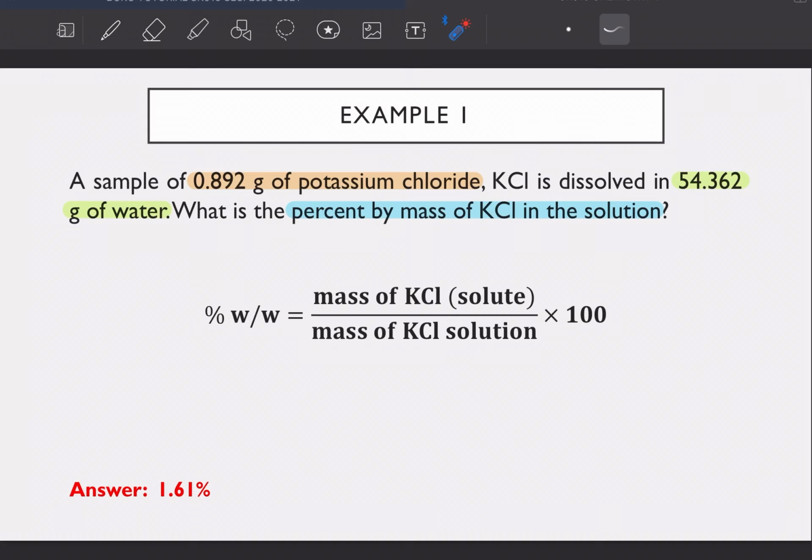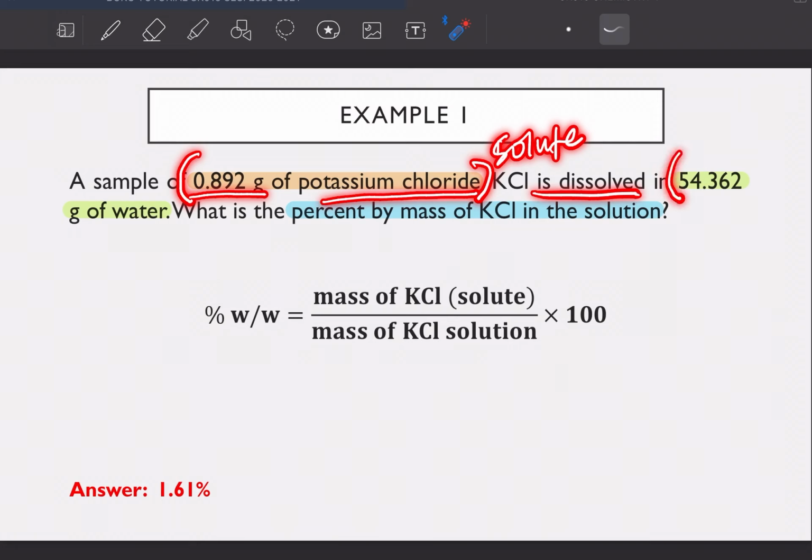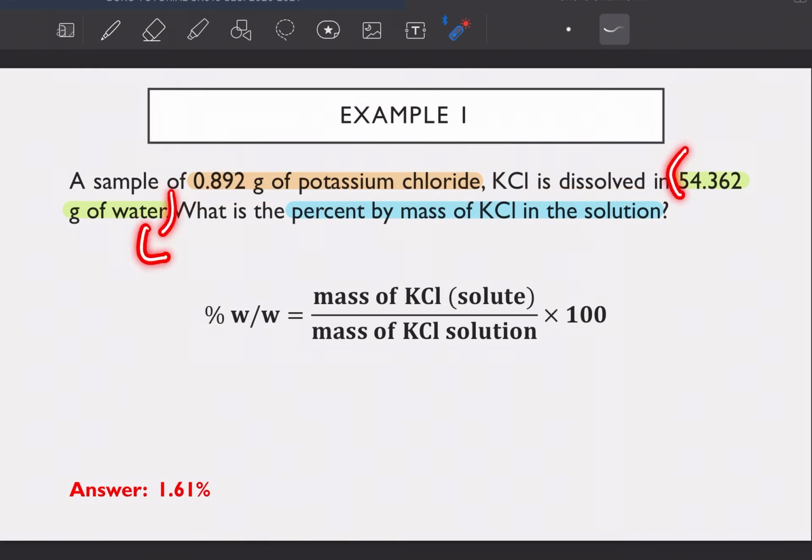A sample of 0.892 grams of potassium chloride. Okay, we know that this is our solute. Okay, is dissolved. So kita tahulah dia lah solute sebab dia yang dilarutkan dalam solvent. Okay, in 54.362 grams of water. So this will be our, bukan solvent ni, this is our solution. Okay, so sorry, betul lah ini solvent. Okay, sorry ya anak-anak, this is solvent.